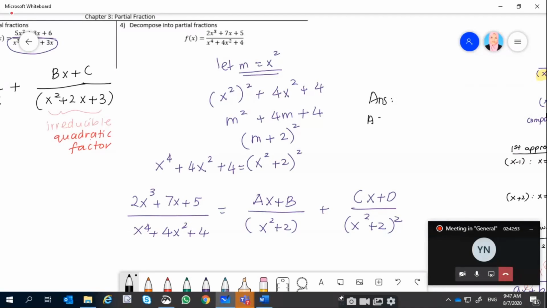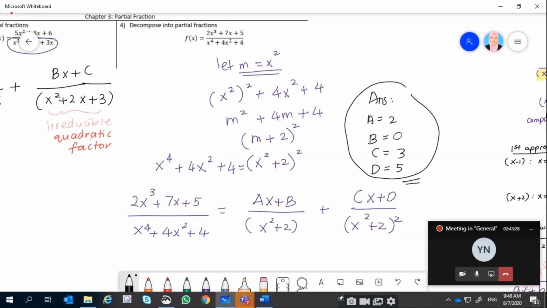A equals to. Don't forget to completely write the final answer. Do not just leave your steps at finding the constants, because 1 mark will be given for the final answer. C is 3 and D is 5. Alright, so we end our discussion on chapter 3.3.